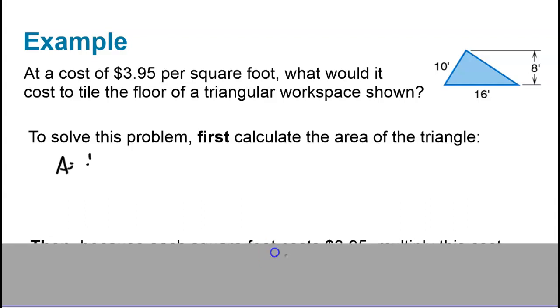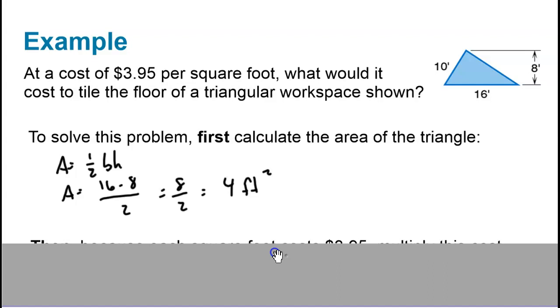equals 1/2 base times height, and so in this case area equals the base of 16 times the height of 8 over 2, and so we're going to have the area equals 16 times 8, which is 8 over 2, which equals, area is 4 feet squared.